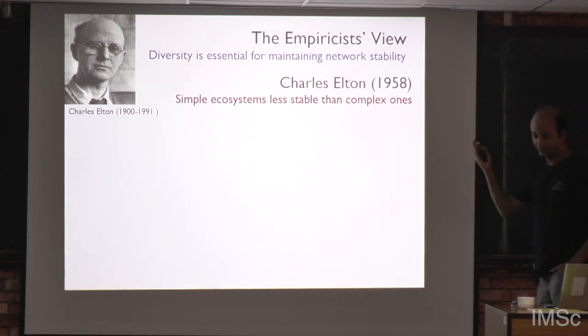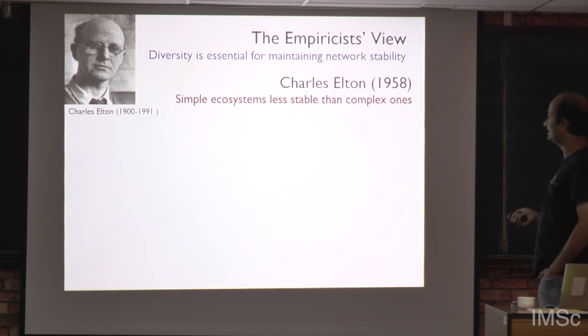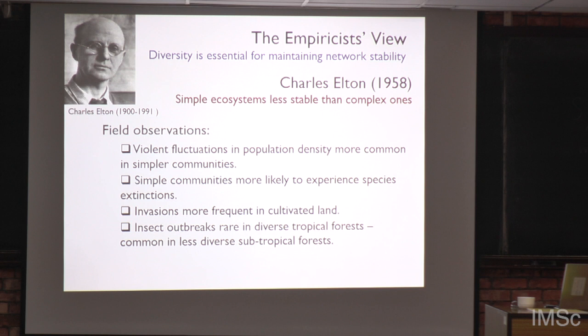or started from the pioneering field work of the ecologist Charles Elton, who in the 50s wrote a very influential book summarizing years of studies across very different ecosystems, and he summarized his results in a single sentence. He said, based upon my studies, it seems that simple ecosystems are less stable than complex ones. So he based this statement on the following set of observations.